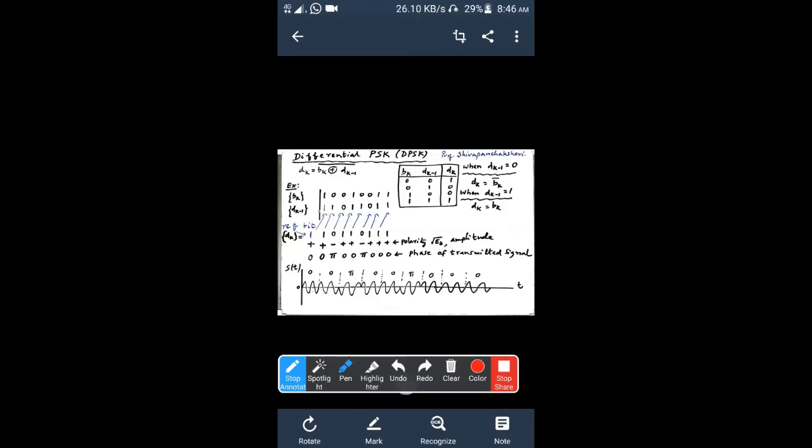Whenever there is 1 1 1 1 at dk, we have written 0 0 0 0 phase. 0 0 0 0 phase means it is not the bit 0, it is the phase 0. Whenever dk is equal to 0, we have shown a phase shift of 180 degrees in the form of pi. This is what is happening. After this phase is obtained, the waveform is shown here.